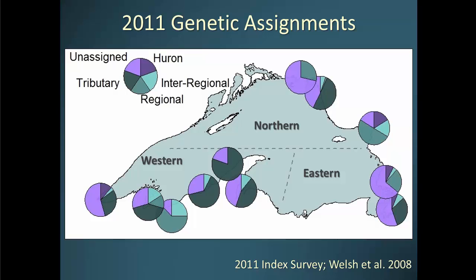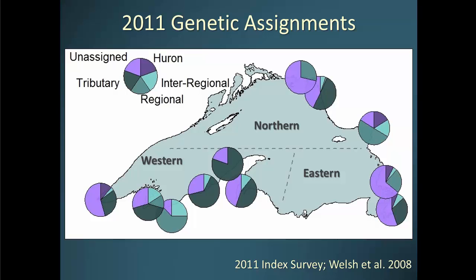Here I've got a map showing the 2011 genetic assignments. Right now we're still in the process of working through the 2016 genetic samples, so I don't have that data quite yet. But this might be one of the most intriguing figures I'll show you today. What I've got here is a pie chart showing the tributary assignments for each location.